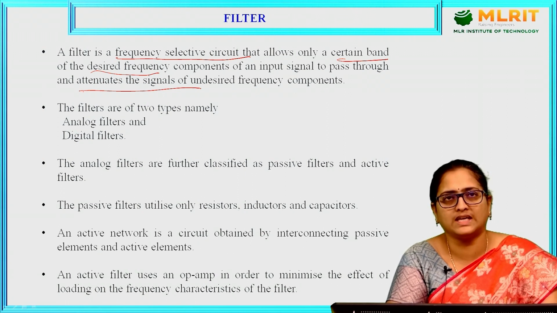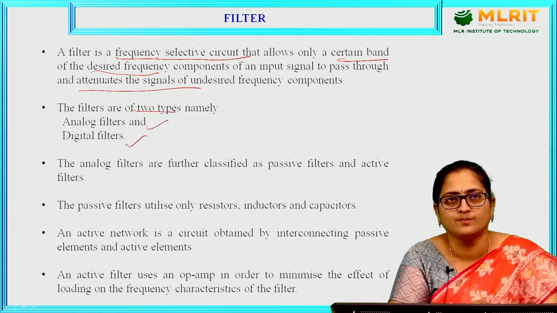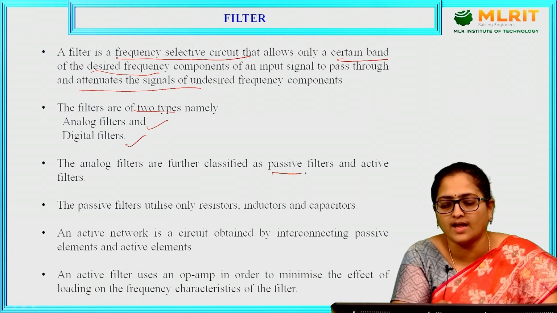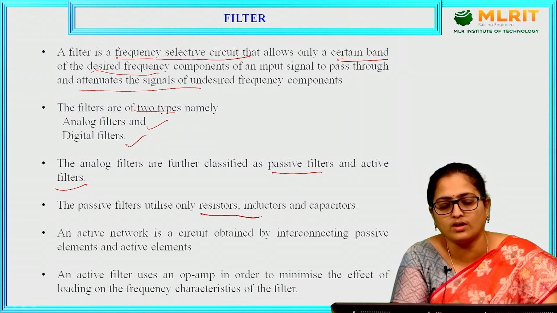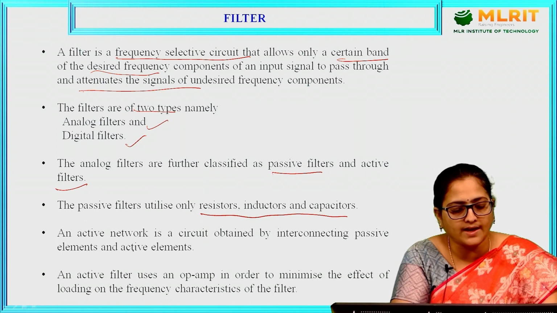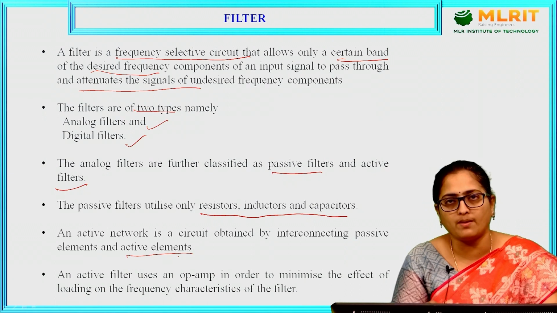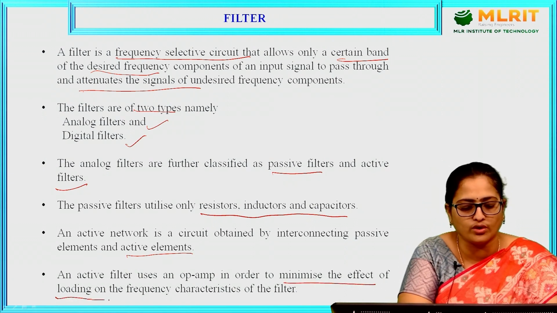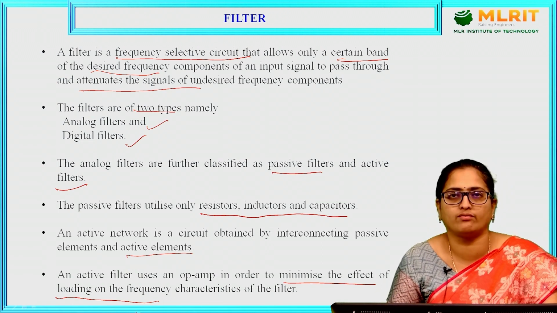Now, there are basically two types of filters: analog filters and digital filters. Analog filters are classified as passive and active filters. In passive filters, we utilize only resistors, inductors and capacitors, whereas in active filters, we include active elements like transistors also. An active filter uses an op-amp in order to minimize the effect of loading on the frequency characteristics of the filter.